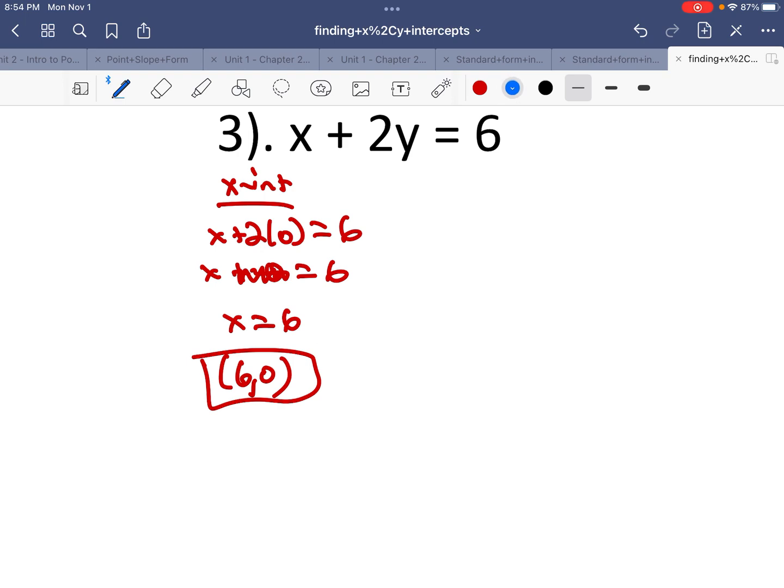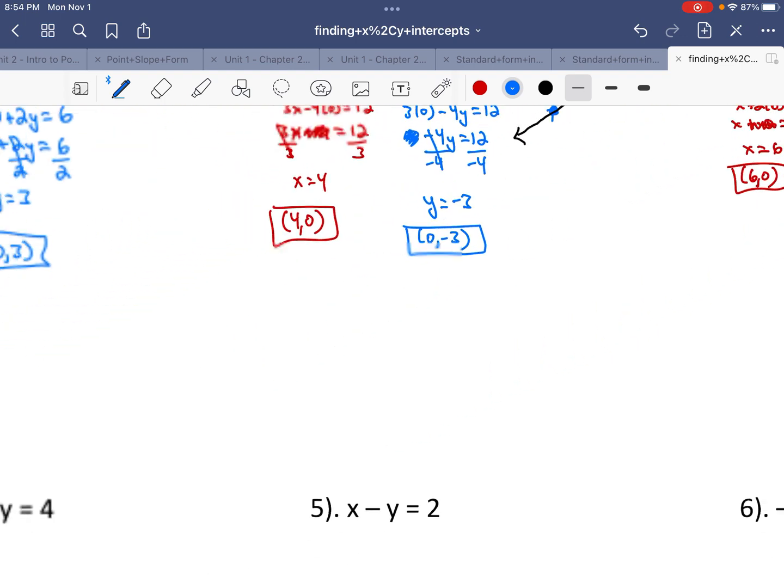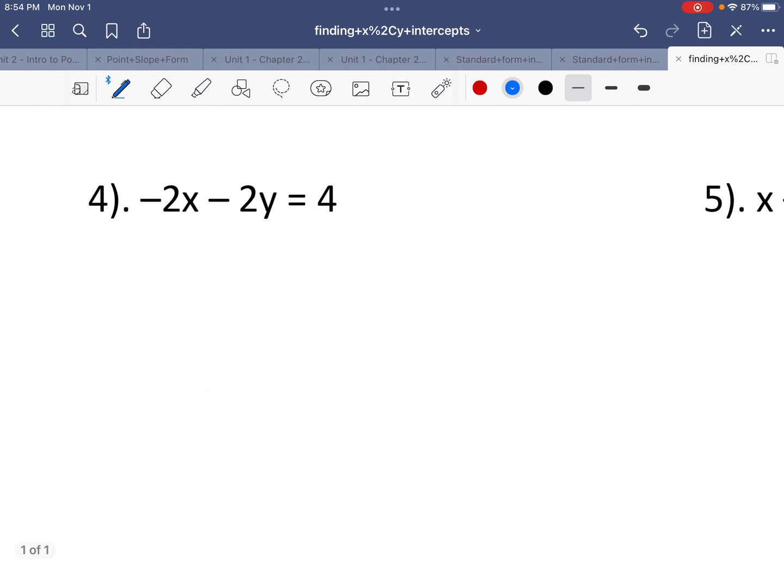My y-intercept, plug in 0 for x. So 0 plus 2y equals 6. I'm going to erase the 0. Don't need it anymore. Divide both sides by 2. I get y equals 6 divided by 2, which is 3, and I'll write that as the coordinate (0, 3). Let's move on. We're rolling right along. Once you get the process, guys, it's pretty straightforward.